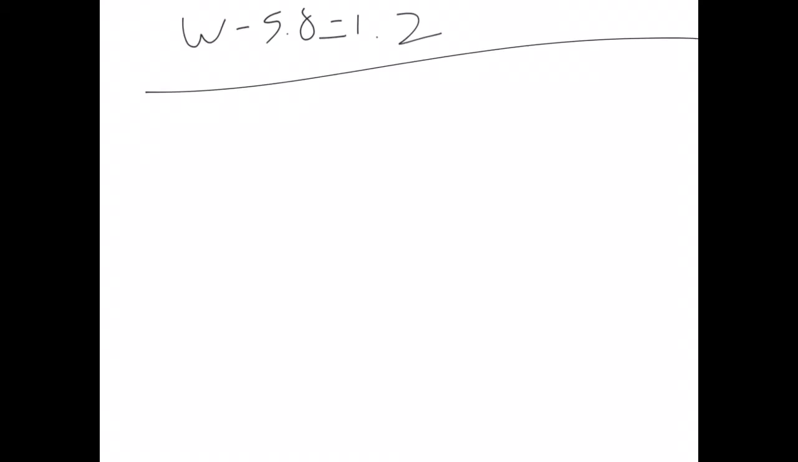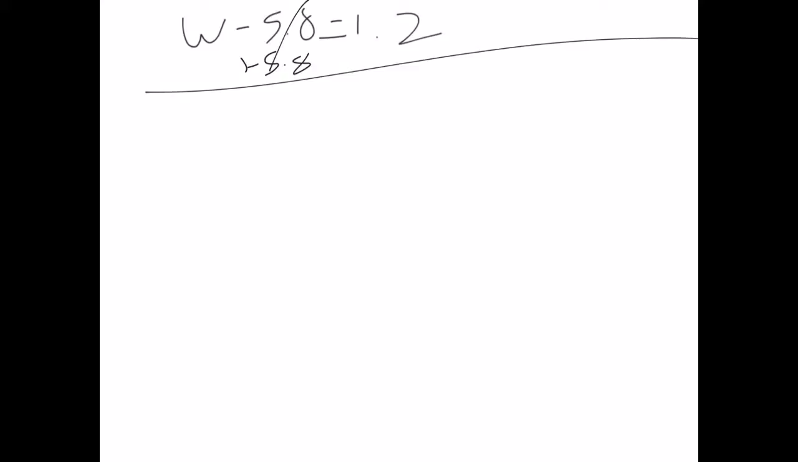This is how to solve decimals using equations. On this problem, it's W minus 5.8 equals 1.2. Since it's subtraction, you have to add. To cancel out the 5.8, you have to add 5.8. So then it cancels out. Now we have to do the same on the other side.